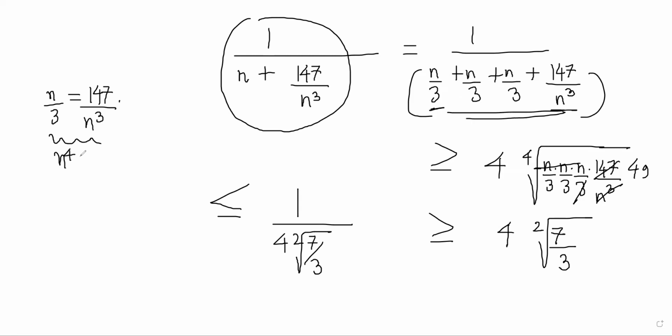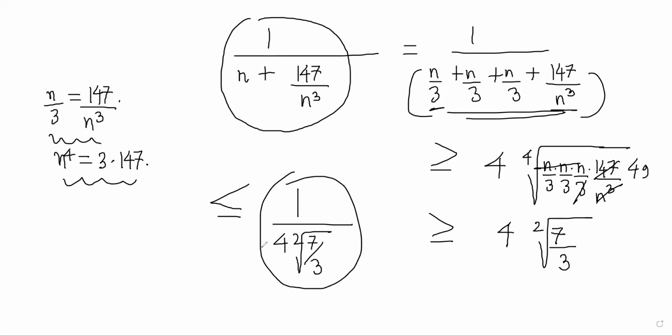So n power 4, again you'll get the same thing. n power 4 is equal to 3 into 147. That is the moment when this is the maximum value. Okay, so AM-GM also can be done, but it is trickier. You should most likely do calculus first. Answer is 5, by the way. You should check that. Answer should be 5.